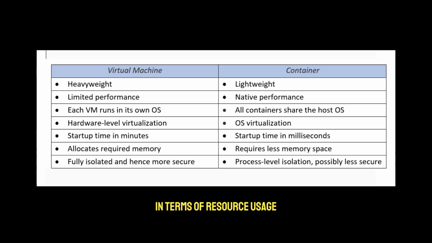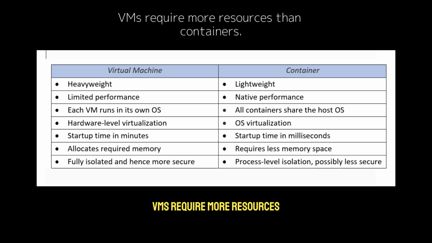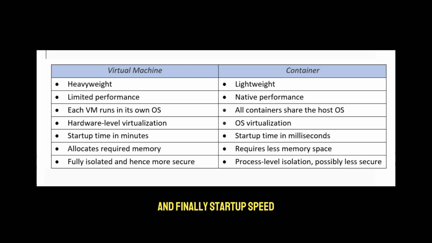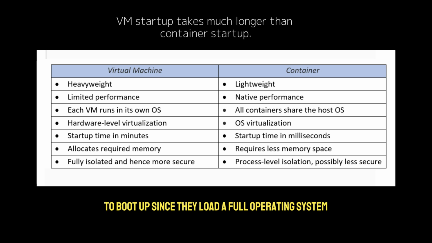In terms of resource usage, VMs require more resources because they run full OSs and virtualized hardware, and as a result, they are more resource intensive and slower to start. Containers are far more efficient because they share the host system's kernel and use fewer resources, so you can run many more containers on the same hardware. And finally, startup speed. VMs can take several minutes to boot up since they load a full operating system, while containers can start almost instantly since they only need to launch the application and its dependencies.